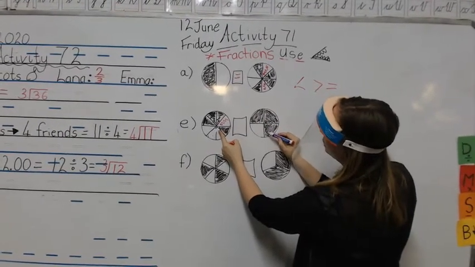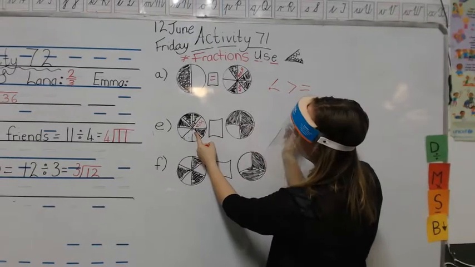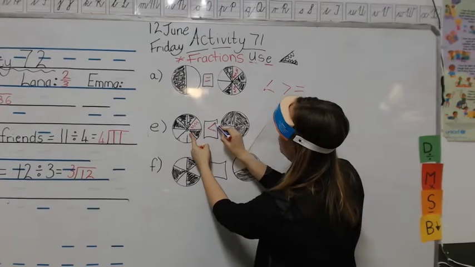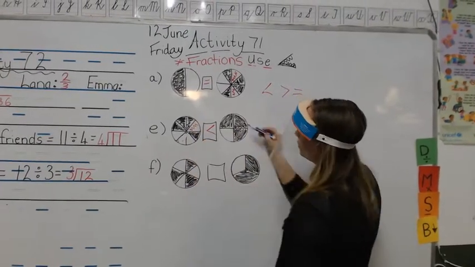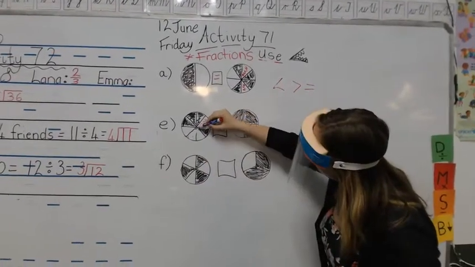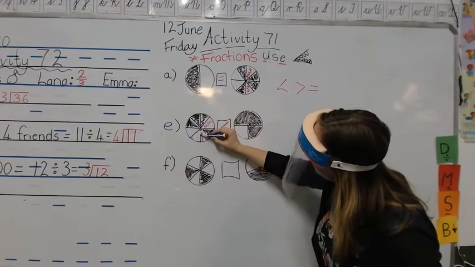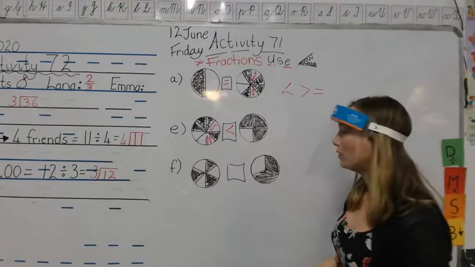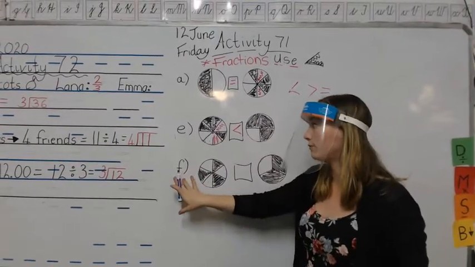All right. Okay, so which one is bigger when you want to decide? You will say this one's bigger. This mouth is going to eat this pizza because there's more here, as you can see. This piece is missing. So this piece is bigger. Okay, so let's move on to F.